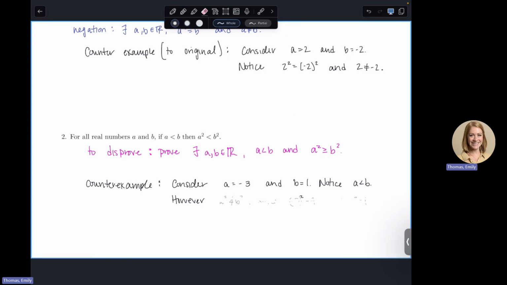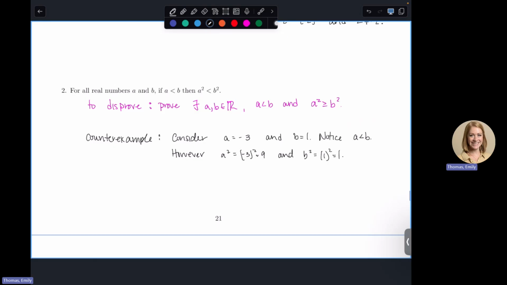I'm going to rewrite this. Sorry. I don't like it. It's bothering me. However, a squared equals -3 squared, which equals 9, and b squared equals 1 squared, which is 1. For notice, 9 is not less than 1. Good. We feel good about that one? I do now. I feel better now about it.